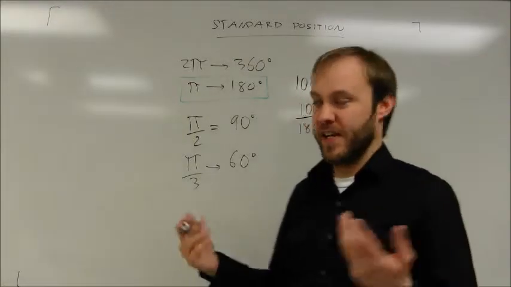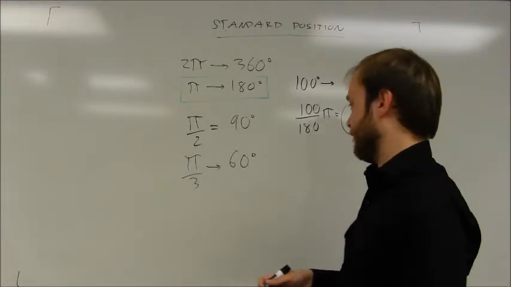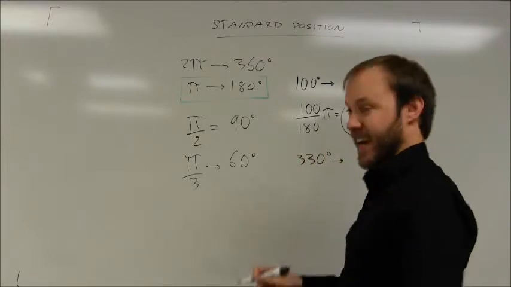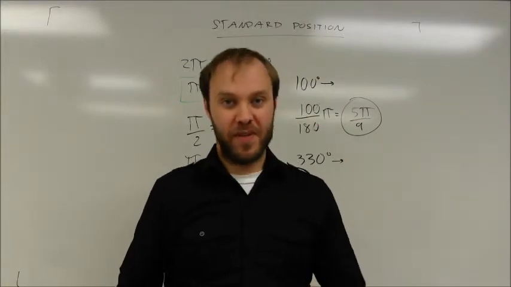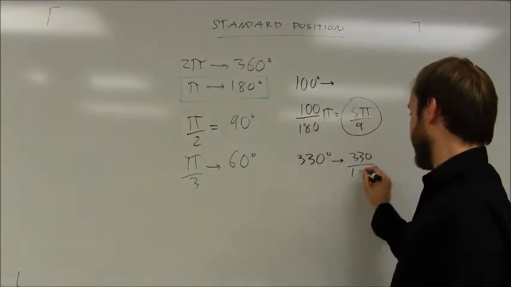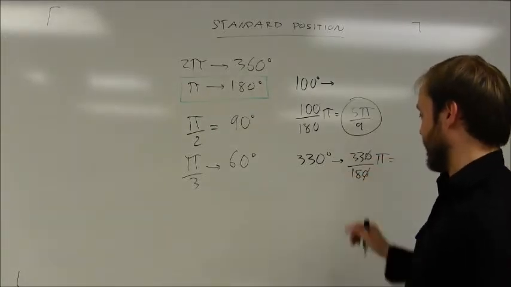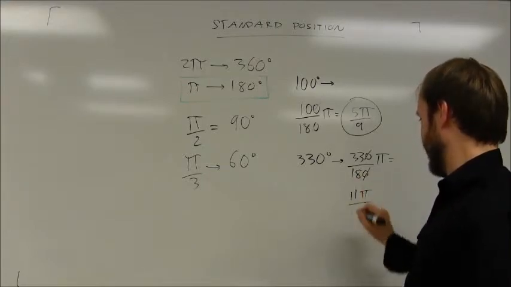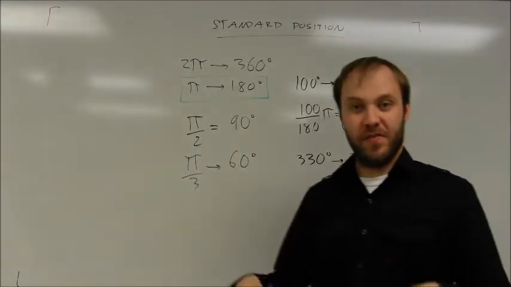If I wanted to convert, let's say, 330 degrees to radians. Again, I just want to find out what fractional part of 180 degrees that is. It's greater than 180 degrees, so it's going to be something larger than 1. But basically, I can write that as 330 out of 180 pi. And once again, we can simplify that down. If I divide 3 out of the numerator and the denominator, I end up with 11 pi over, let's see, divide 3 out of both of these, that's going to be 11 pi over 6 radians. So very quick and very easy.